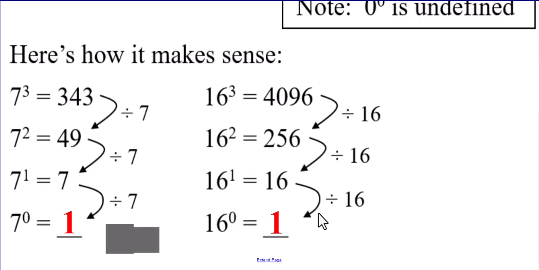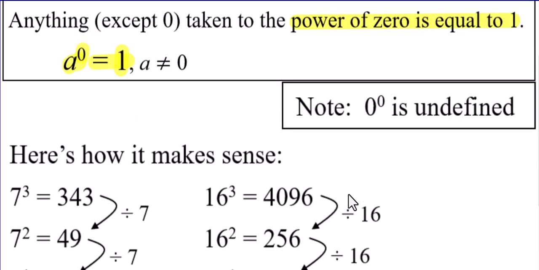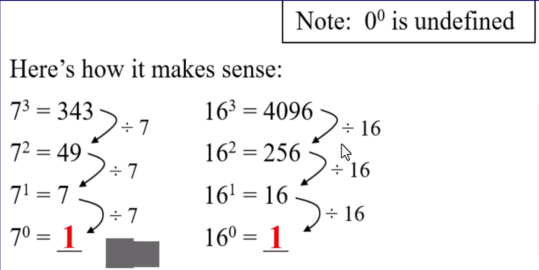It's the only number that you cannot take to the 0 power. Any other number other than 0, if you take it to the 0 power, it will give you 1. Even if the base is negative, take it to the 0 power, it's still going to equal 1. And you could prove it by doing this type of pattern yourself.